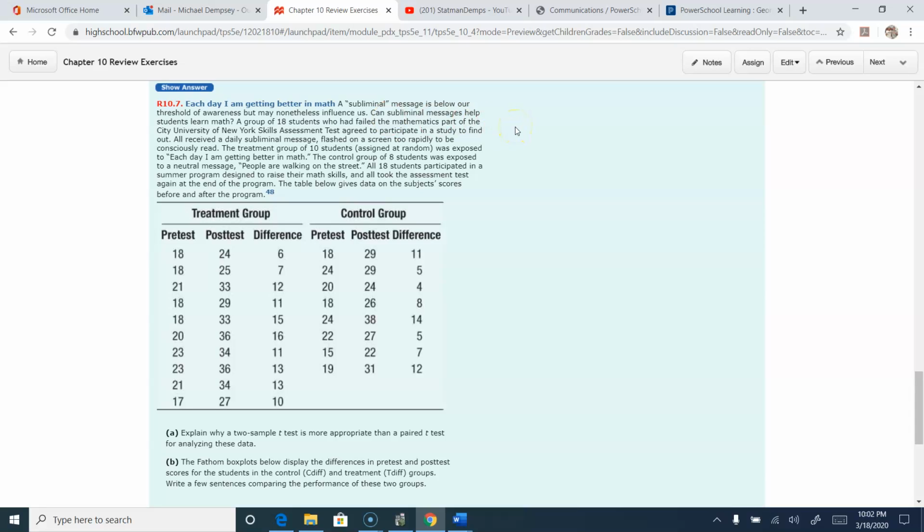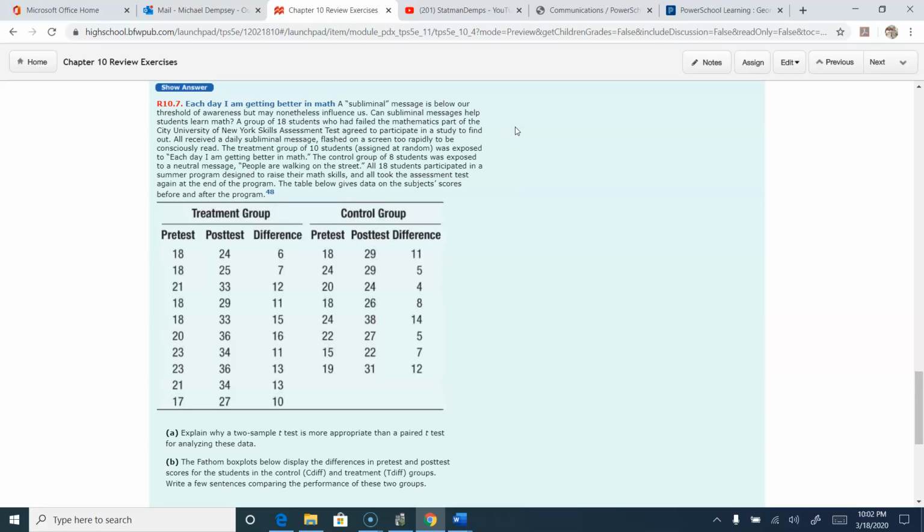Okay, and the last one here. A subliminal message is below our threshold of awareness, but may nonetheless influence. Get a 5 on your exam. Can a subliminal message help students learn math? A group of 18 students who failed the math part of the City University of New York skills assessment test agreed to participate in a study to find out. All received the daily subliminal message flashed on the screen too rapidly to be consciously read. The treatment group of 10 students, assigned at random, so we like that, was exposed to each day I'm getting better in math. The control group of 8 students was exposed to a neutral message, people are walking on the street. All 18 students participated in a summer program designed to raise their math skills and took the assessment test again at the end of the program. The table below gives the data on the subject scores.